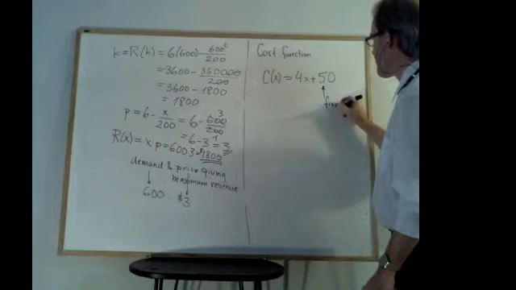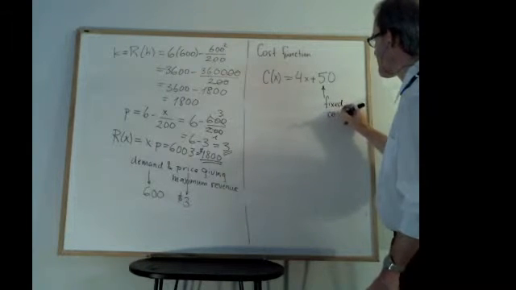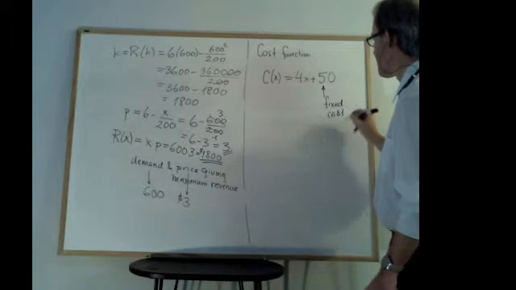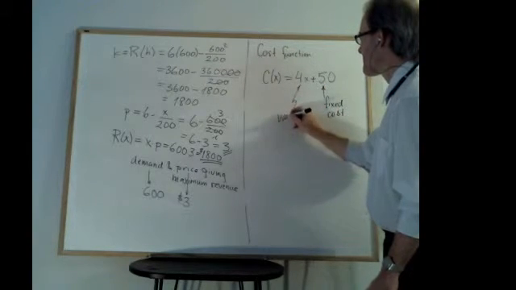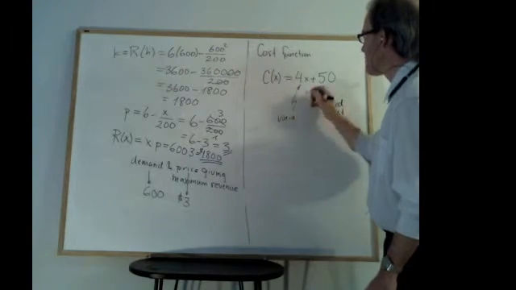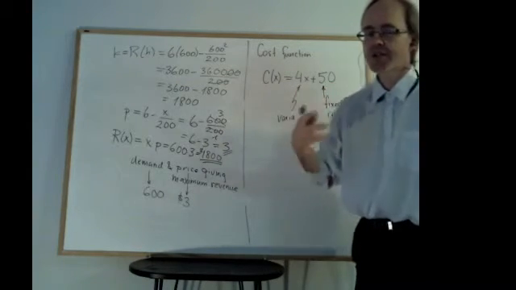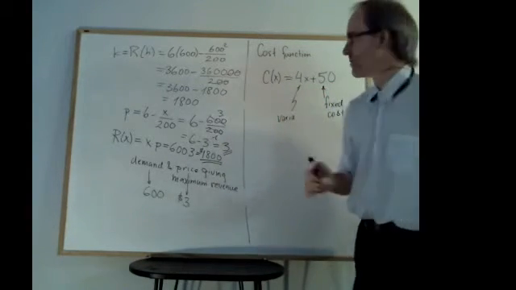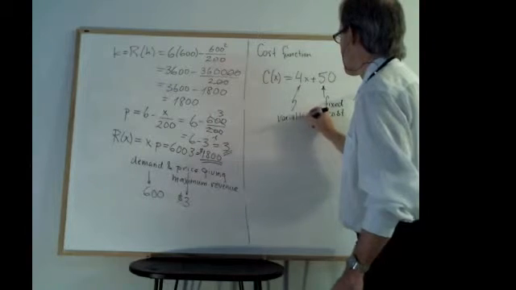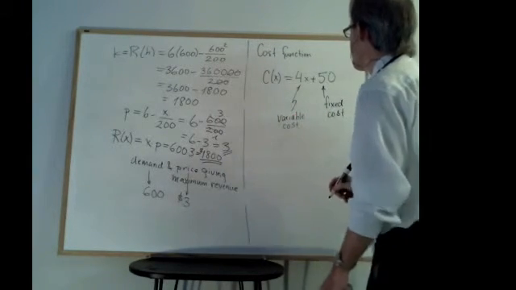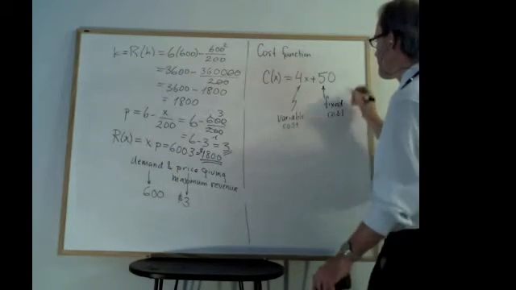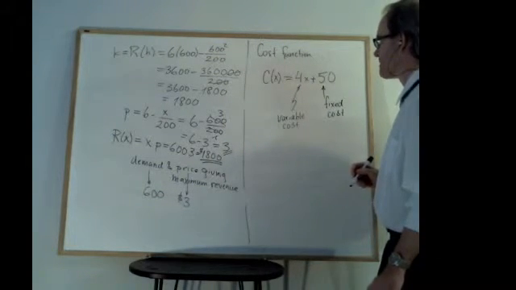So the cost function breaks up into a fixed cost, which is a constant term, and the variable cost, which is the number of items produced. This coefficient is the cost of producing simply one item per day, or one extra item per day, not including the fixed cost.